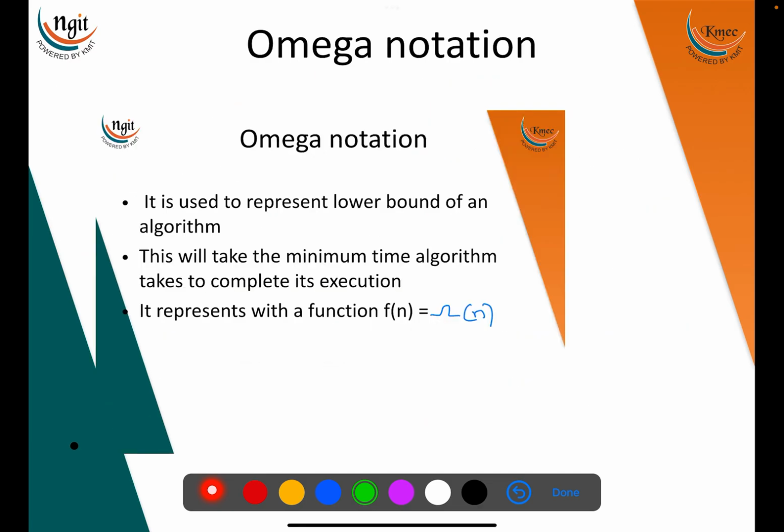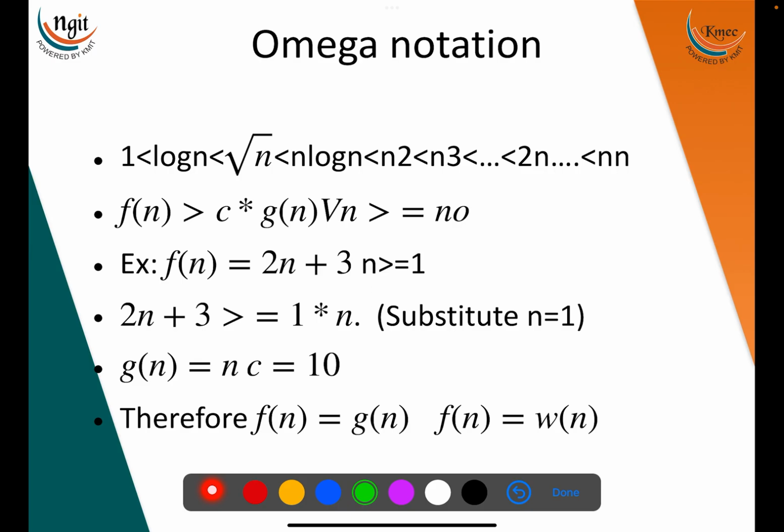Now let's see what omega notation is. Omega is for lower bound, and it takes minimum time. It is used to represent the lower bound, which will take minimum time. Now let's see the same thing. The formula of omega notation is f of n greater than or equal to c into g of n for all n greater than or equal to n0.